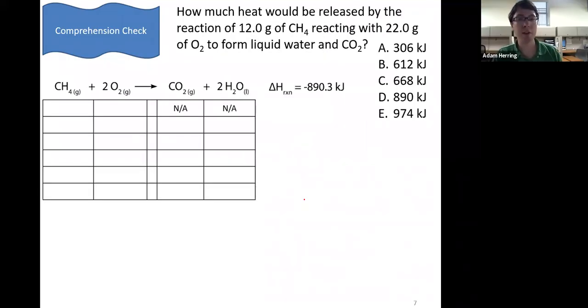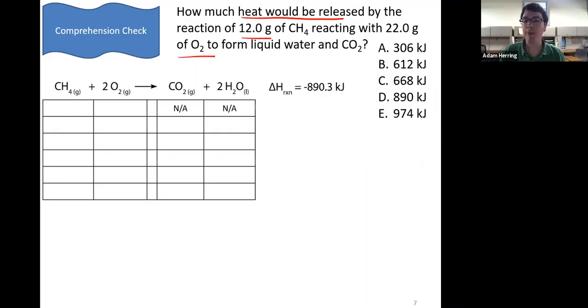Here's one more problem. This is a more quantitative problem. In this question, we want to know how much heat would be released by the reaction of 12 grams of methane reacting with 22 grams of oxygen to form liquid water and carbon dioxide. So to evaluate this, what are we trying to determine? We want to know how much total heat is released for a given amount of reactants.